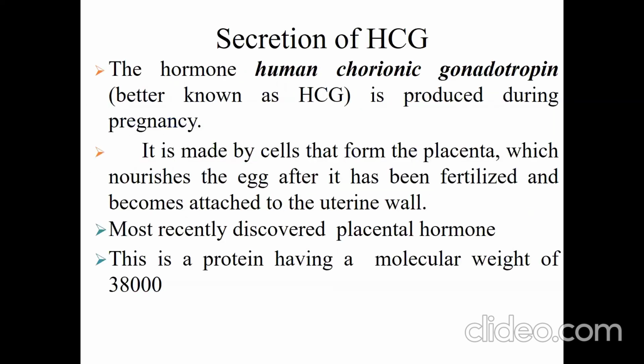And what is this HCG? Yes, human chorionic gonadotropin, secreted by the placenta and which is found in the urine of the pregnant women, which nourishes the egg after it has been fertilized and helps it attach to the uterine wall. The fertilized egg is getting attached to the uterine wall. That is done with the help of this HCG, human chorionic gonadotropin. And this is a protein hormone with a molecular weight of about 38,000 daltons.